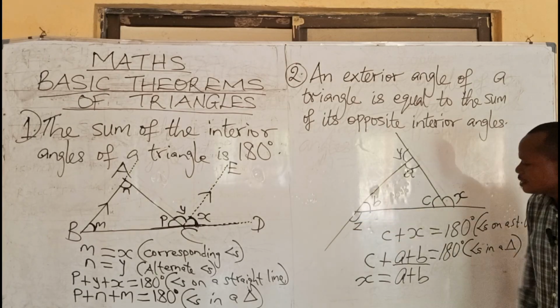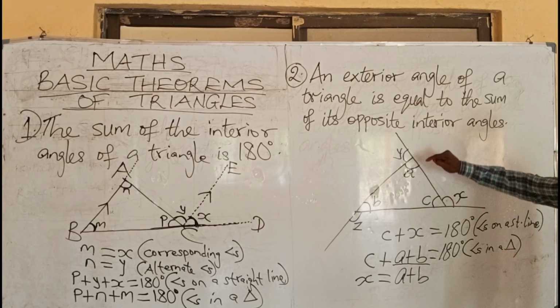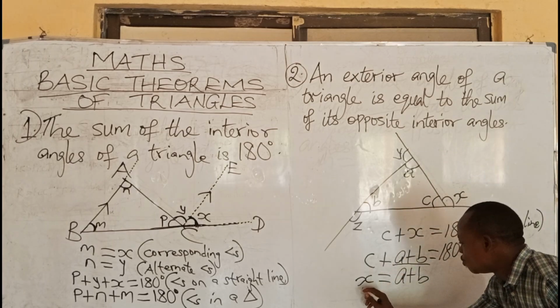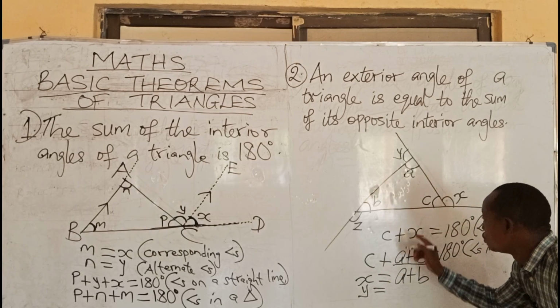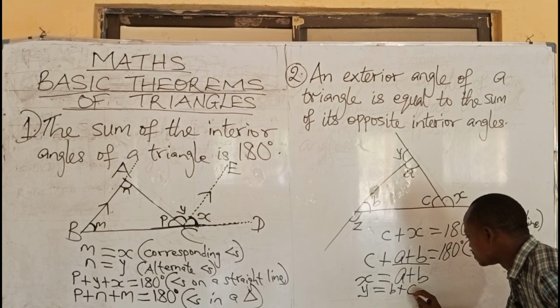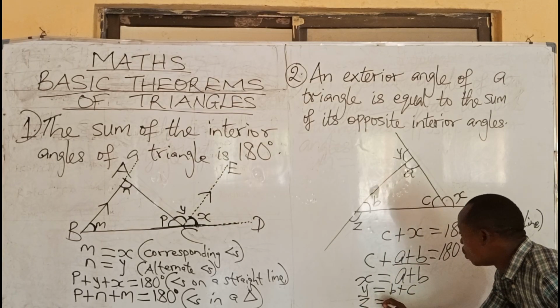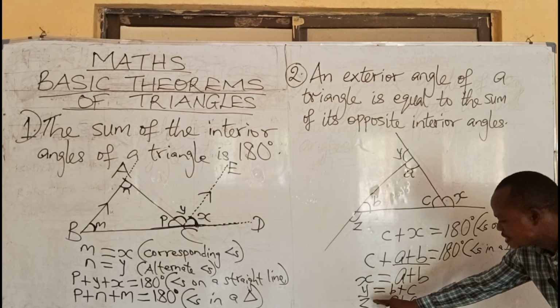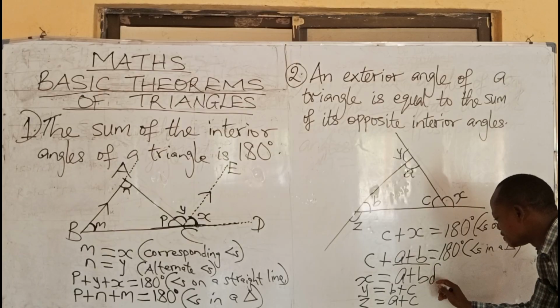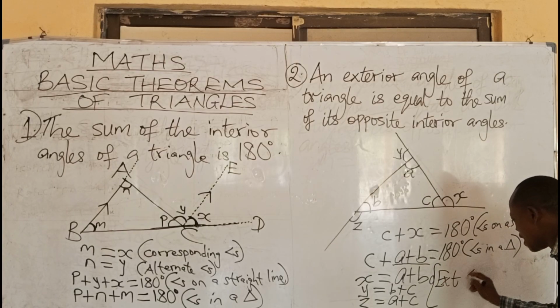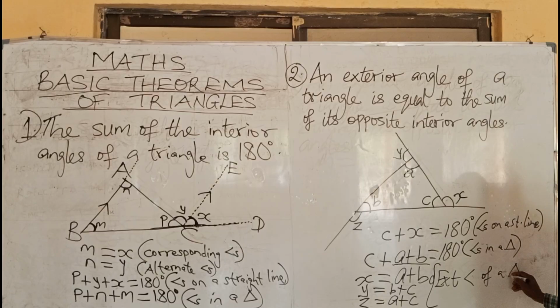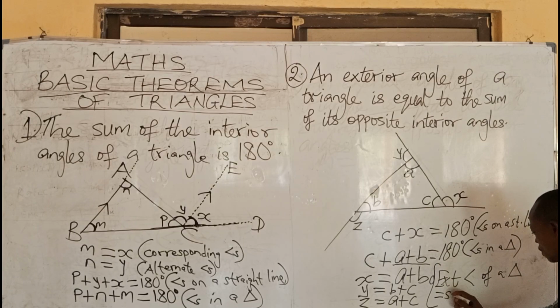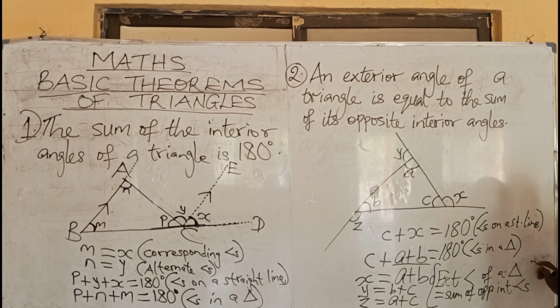That means our angle Z, an exterior angle, will be equal to the sum of A and C. So what I'm saying is, Y will be equal to B plus C, and then Z will be equal to A plus C. So in these three cases, the reason is exterior angle of a triangle equals sum of opposite interior angles. That is the reason in each of these cases.